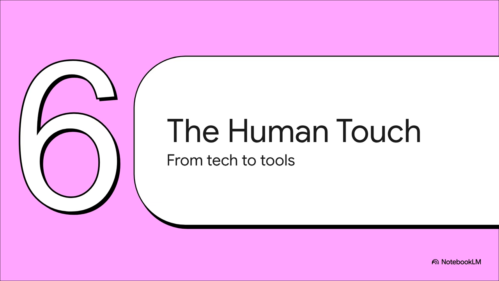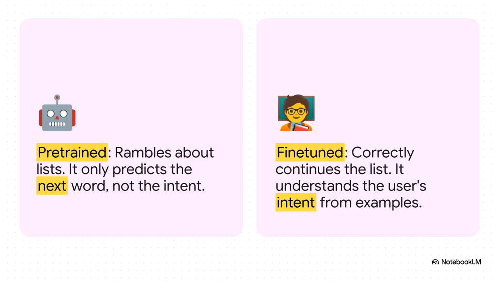But on its own, it's still just a raw prediction engine. To turn this incredible technology into a helpful, and more importantly, a safe tool, it needs one final critical ingredient: the human touch. Just look at the difference this makes. A raw, pre-trained model is basically a super smart parrot. It only knows how to predict the next word. If you ask it to continue a list, it might just start rambling about what lists are. But after fine-tuning, after training it on a smaller, curated dataset of what humans actually want, it learns to follow instructions. It gets the intent behind the words.